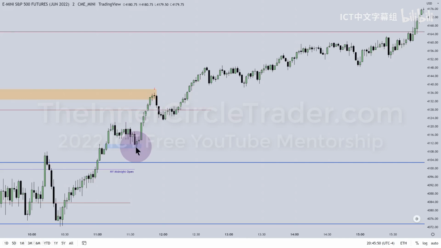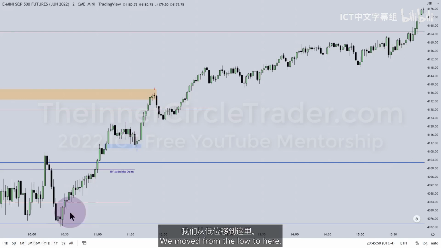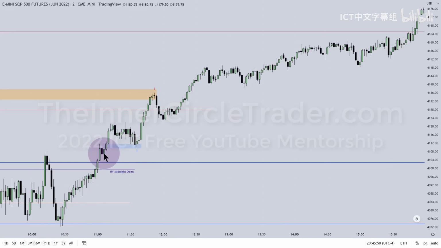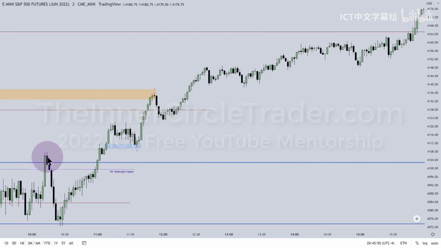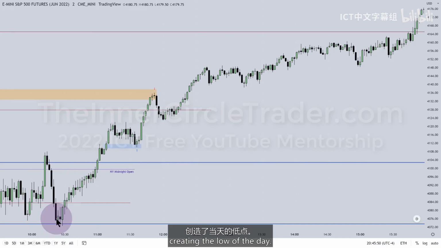So it went from a discount. How's this a discount? We moved from the low to here. Think about what's been shown. We are above the New York midnight opening price. So the market dropped down to a discount, creating the low of the day.